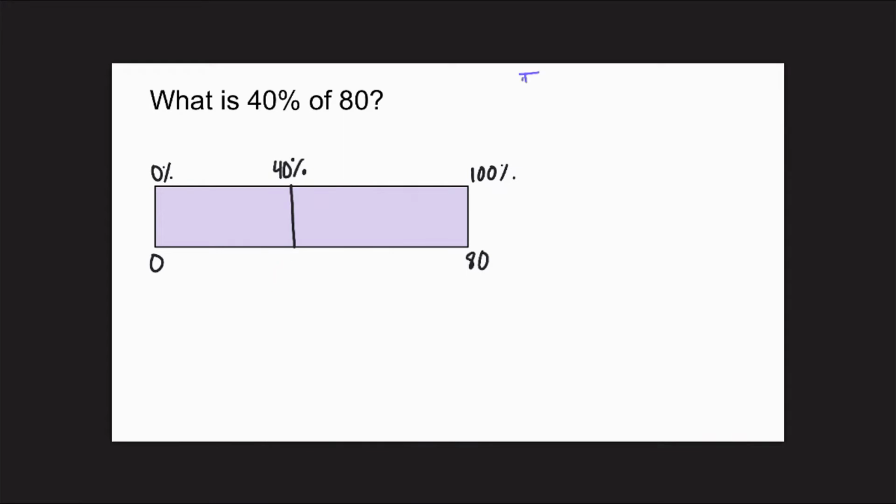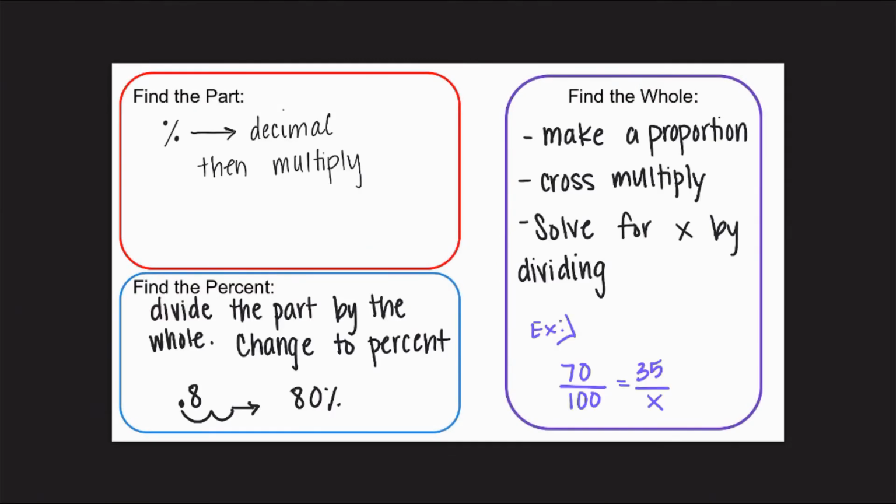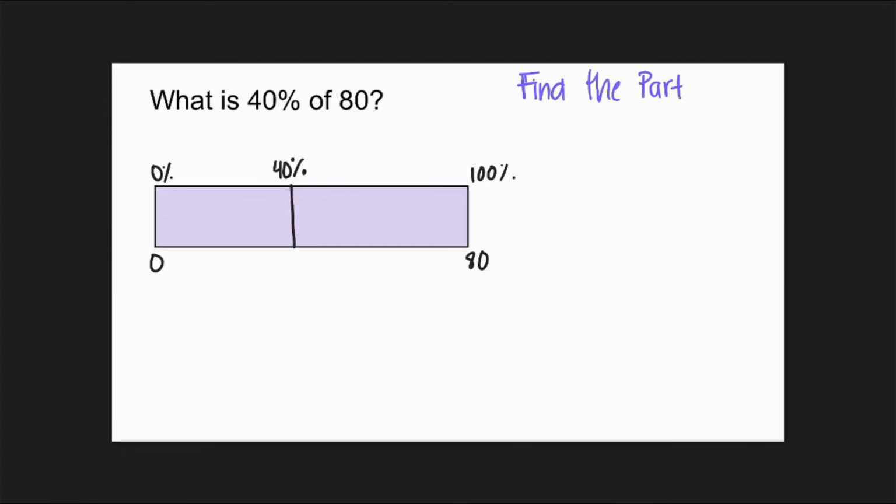Okay, so find the part. I'm going to go back here, and I know I'm going to be finding the part. So I'm going to get my percent, change it to a decimal, and then multiply it by the whole number. So let's do that. I get my percent and change it to a decimal, so 0.40. That's what we practiced yesterday, changing fractions, decimals and percentages. Then multiply it by the whole.